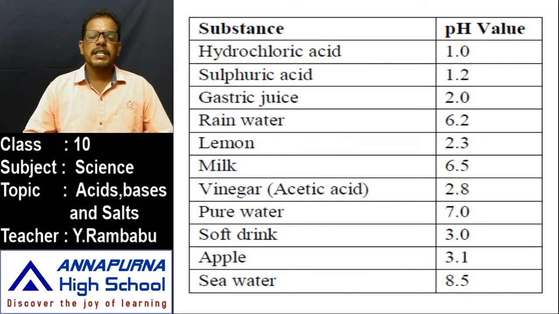Next, sea water, its pH value is 8.5, that's why it is a base. Strong base or weak base? Weak base. And the pH value of blood is 7.2 to 7.8, which means it is a weak base. And if we test another substance, its pH value is 13, that's why that is a strong base. Like that we test the strength of an acid by using this pH chart and pH indicator. Okay, thank you.